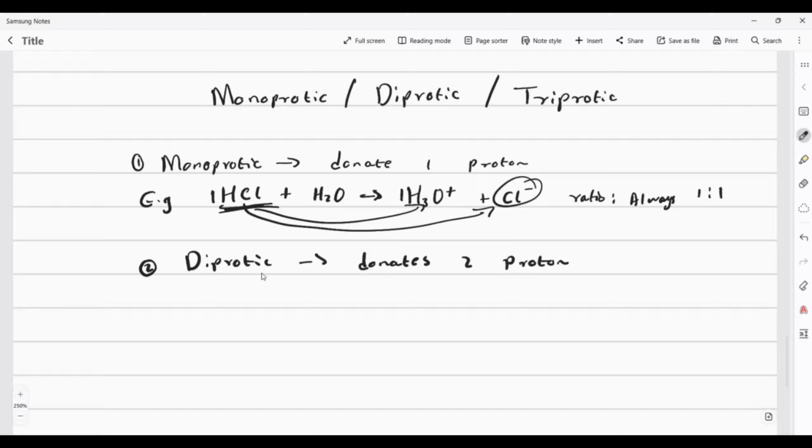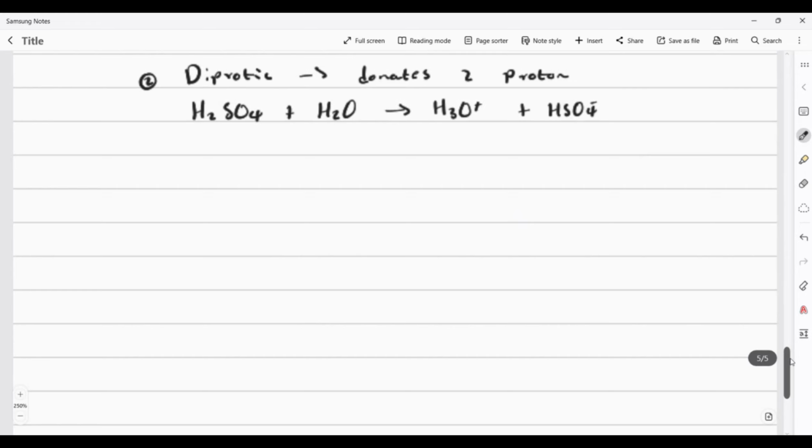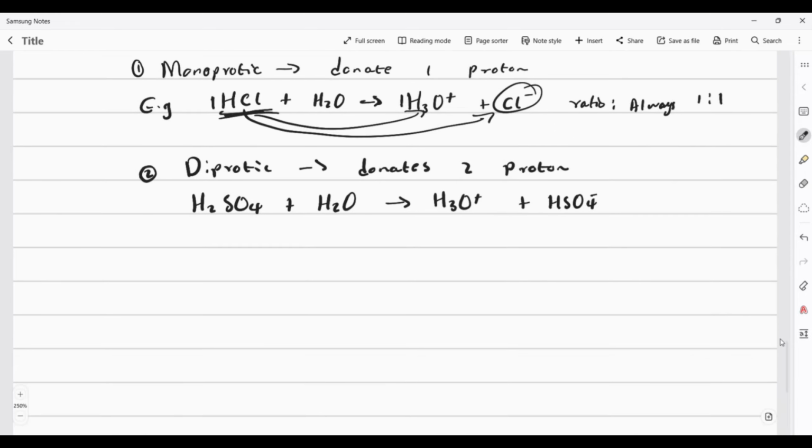So now let's talk about the diprotic. For diprotic, they commonly love H2SO4, which is sulfuric acid, mixing it with water, giving us H3O+ plus HSO4-. My good people, what you can see is that in this reaction, it might seem to be complete, but no, it's not complete. The reason is that this species can further donate.